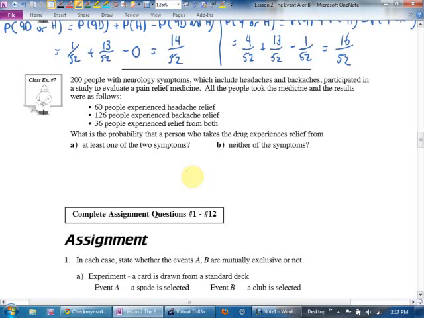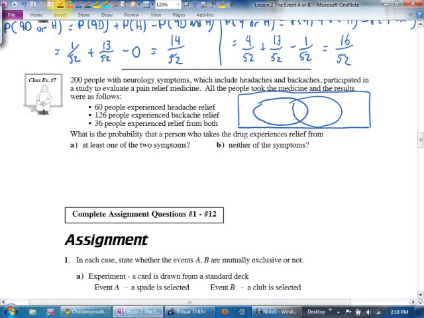Here what I'm going to do is draw a Venn diagram like this with some overlap. And whenever I'm doing a Venn diagram, I want to try and find the overlap first, if at all possible. How many people are in the overlap category? How many people both? 36. I'll put a little 36 right there.